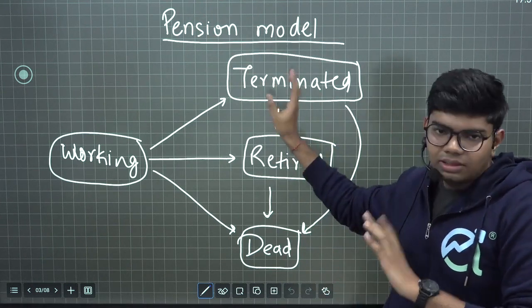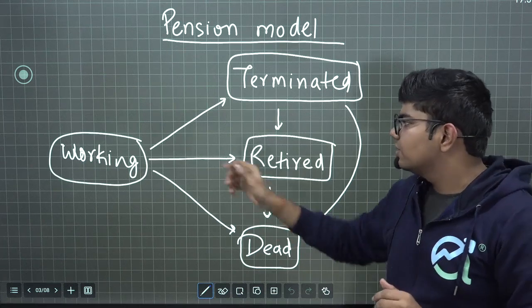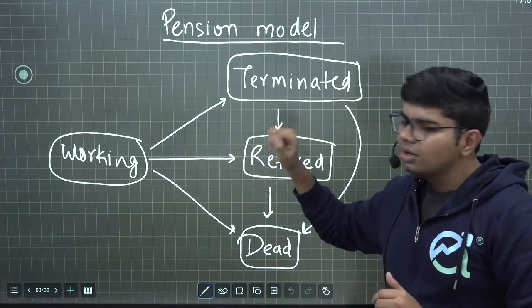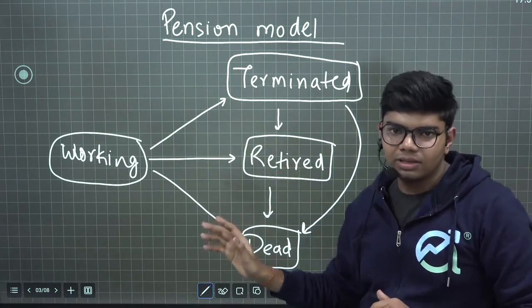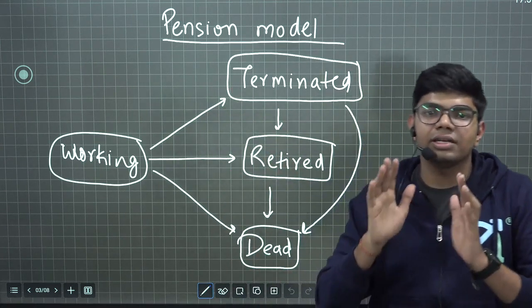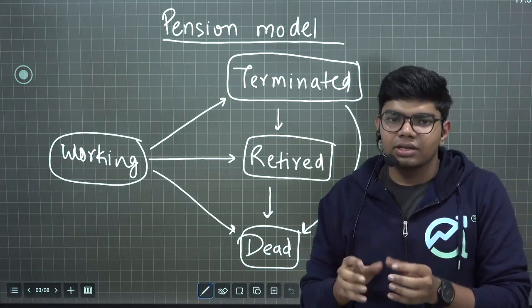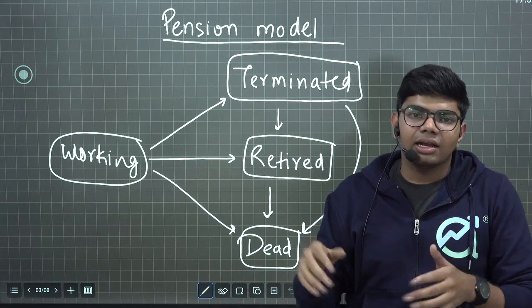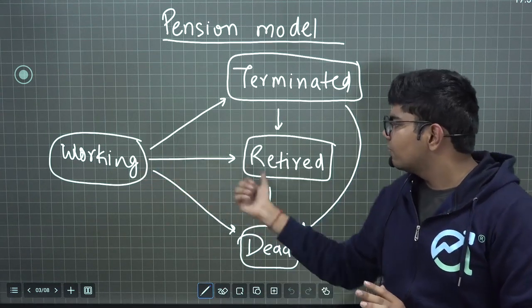So that is terminated. The next state is retired. It is possible that I have gone from working to retired, or it is possible that I have gone from working to terminated and then to the retired state. Both of these things are possible. Either I was working in the same company for my entire life, and then finally I attained the retirement age and retired. Then I will simply go from working to retired.